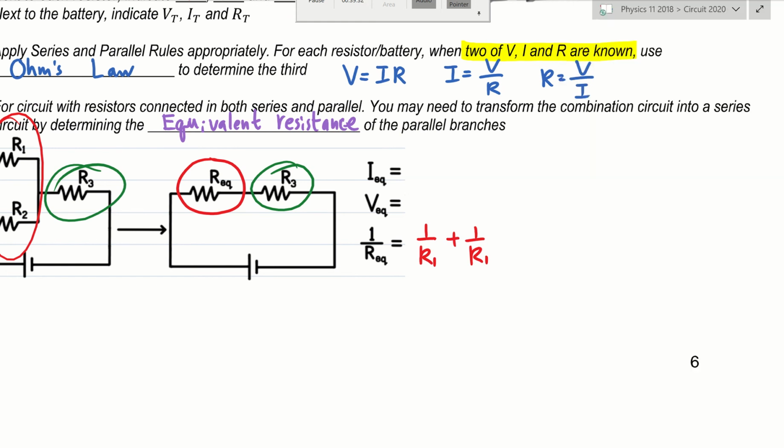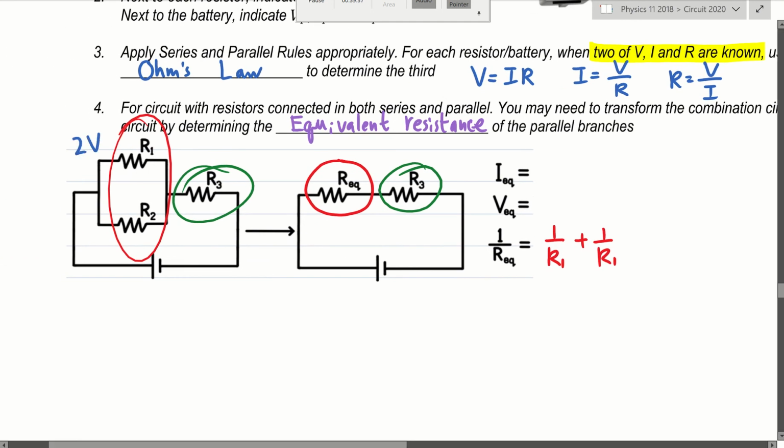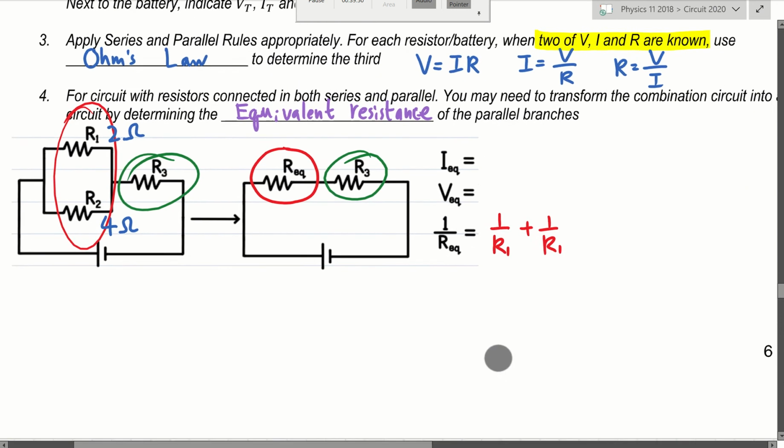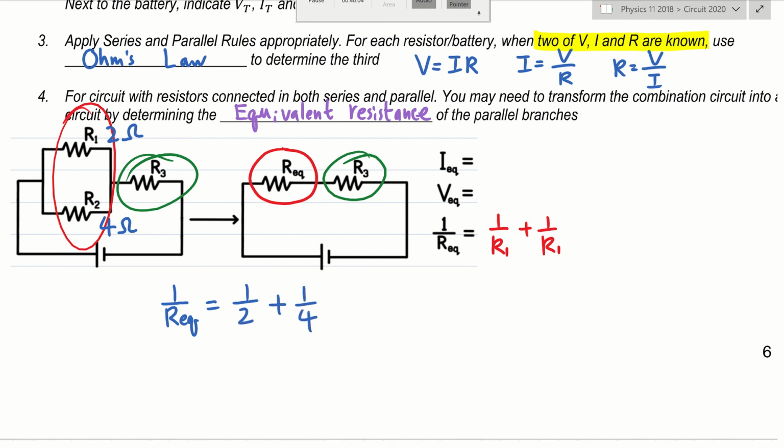So let's say one resistor is 2 ohms and this resistor is 4 ohms. So 2 ohms and 4 ohms, and I want to add them together into an equivalent resistance. So what would I do? It's actually something like this. You can start with R equivalent equals 1 over 2 plus 1 over 4. So I want to combine the 2 and 4.